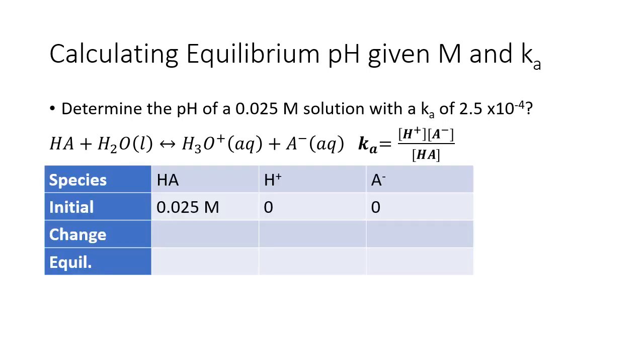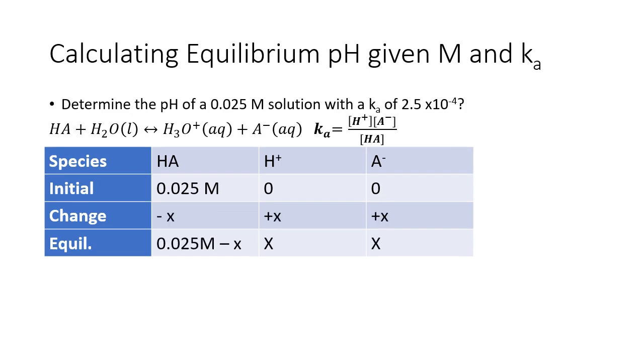So we'll have HA, H+, and A-. We have left off H2O because it does not matter. It's equal to 1. So our initial concentration of HA is 0.025 molar, and H+ and A- are both going to be 0. So what is our change going to be? We're going to subtract x from HA. We're going to add x to H+ and A-. And so our equilibrium is 0.025 molar minus x for HA, x for H+, and x for A-.